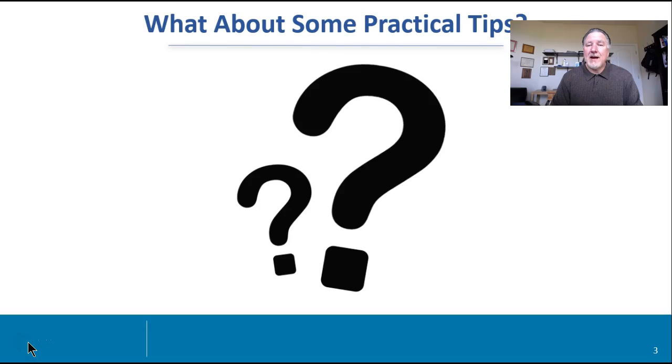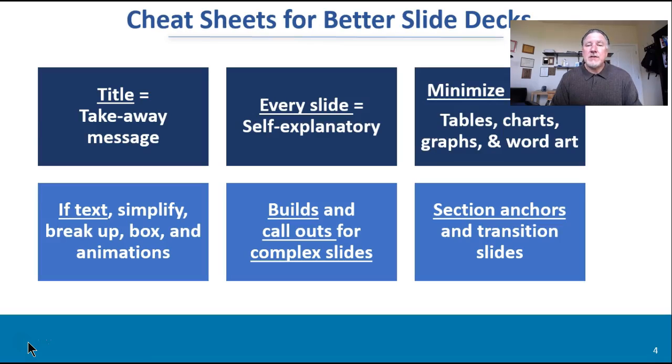So what about some practical tips? Cheat sheets for better slide decks, and these are some things I talked about already. I think the title, as we talked about with Michael Alley, should be a takeaway message. Every slide should have a take-home point. You should minimize your bullets and try to think about more graphics. And if you do use text, break it up. Use boxes like I do, or in the case you see, I'm using SmartArt. Use builds, especially for busy slides where you want to break and call out certain points. And this is particularly for complicated slides.